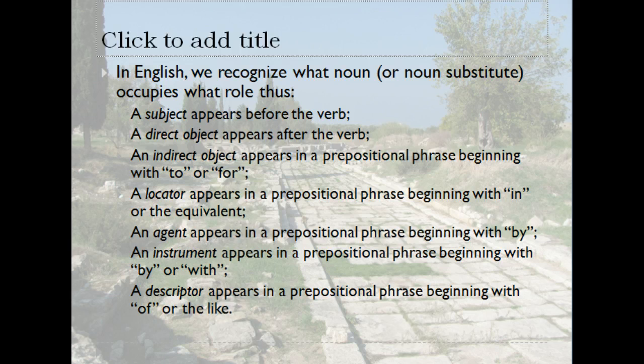An agent appears in a prepositional phrase beginning with the word by. The ball was thrown by the pitcher. In a passive construction like that, the ball was thrown. We often have the agent, the one who did the actual throwing, expressed somewhere in the sentence, and that is with the preposition by preceding the noun. Instrument is indicated by prefacing the noun that is the instrument with a preposition like by or with.